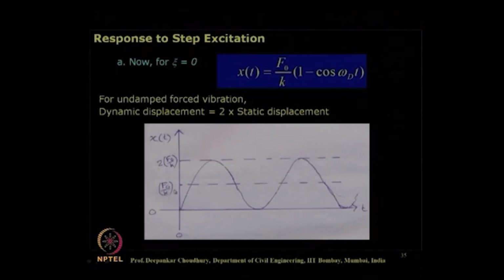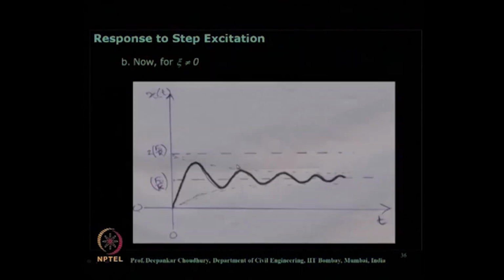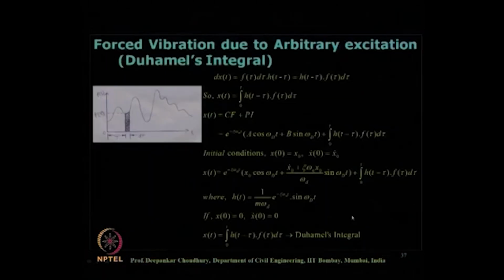So, the static displacement is nothing but F naught by k. This is the amount of static displacement, and you can see the maximum value of dynamic displacement comes out to be 2 times that static displacement. So, dynamic displacement is much more than static displacement. This is another reason why the dynamic load needs to be studied properly. And if the damper is present, then the damping force will come into the picture, and with respect to time it will dissipate the energy.